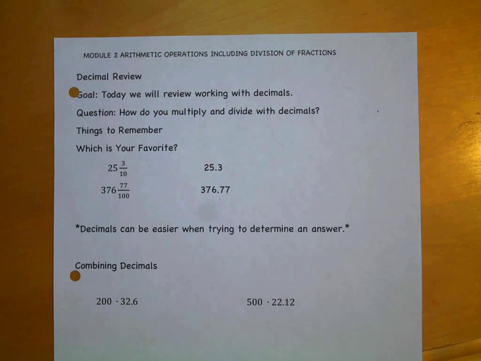This is Lesson 7, and it is called Decimal Review. The title is actually very, very true. We are going to review a little bit of what we know about decimals. So our goal today is to review working with decimals. The question that I want you to think about is, how do you multiply and divide decimals?